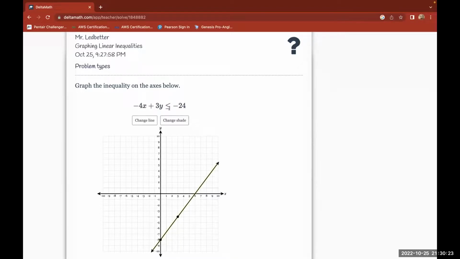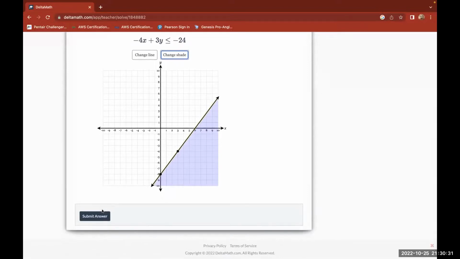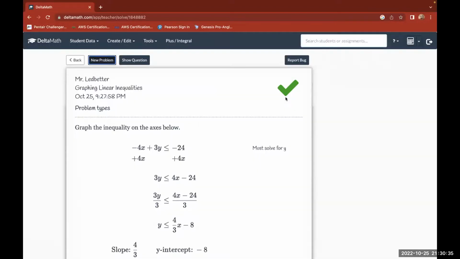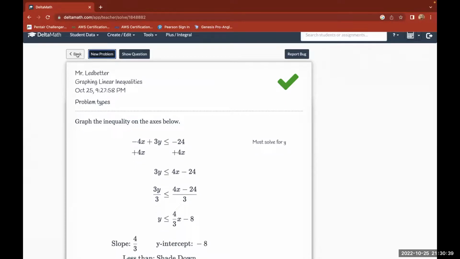This one is shading below because y is less than. So if I click there, that's shading above, shading below. Okay, so that's it. And I'd hit submit answer and hit submit. It says, yes, you did it right. Okay. Well, let's go back.